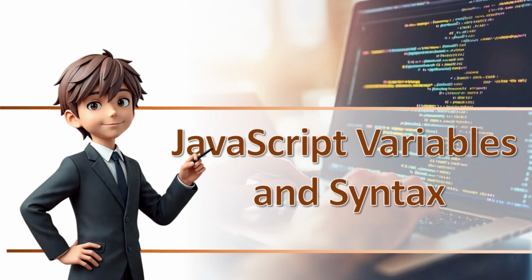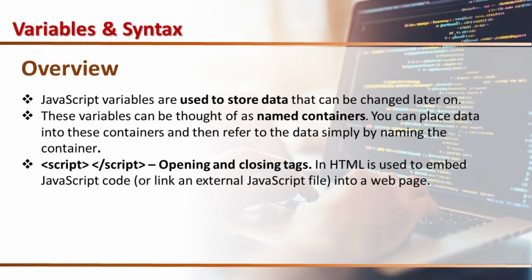Let us proceed to our next topic, JavaScript variables and syntax. JavaScript variables are used to store data that can be changed later. They can be thought of as named containers. You place data into these containers and then access or modify it simply by referring to the variable's name. In HTML, the script opening and closing tags are used to embed JavaScript code directly into a web page or to link an external JavaScript file.